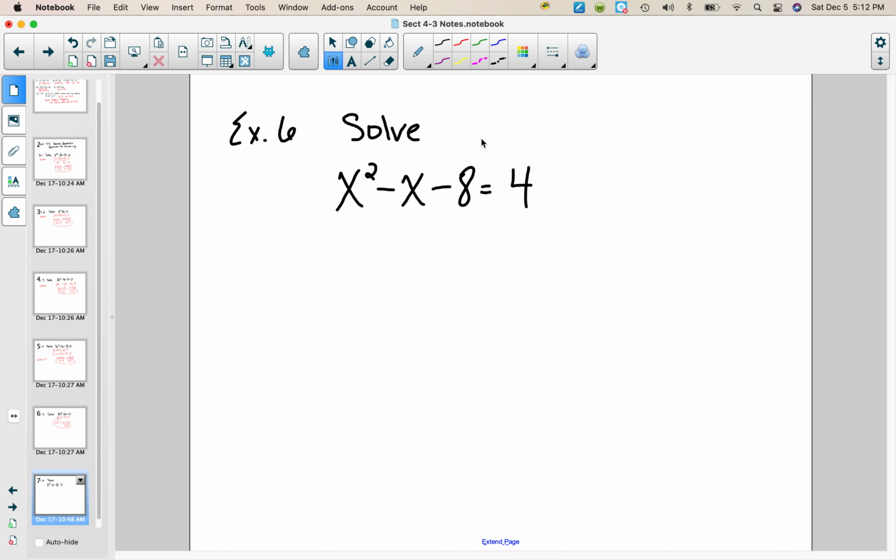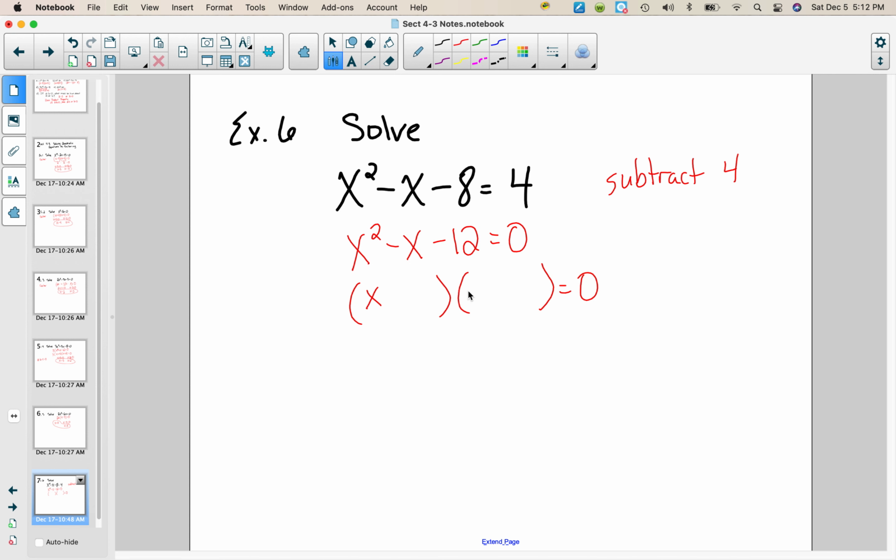And on a problem like this, it's not equal to 0. Make it equal to 0. So we're going to subtract 4 first. So we get x squared minus x minus 12 equals 0. Then we're going to factor. And this is a minus 4 and a plus 3. So I get x minus 4 equals 0. X plus 3 equals 0. So x equals 4. X equals negative 3.